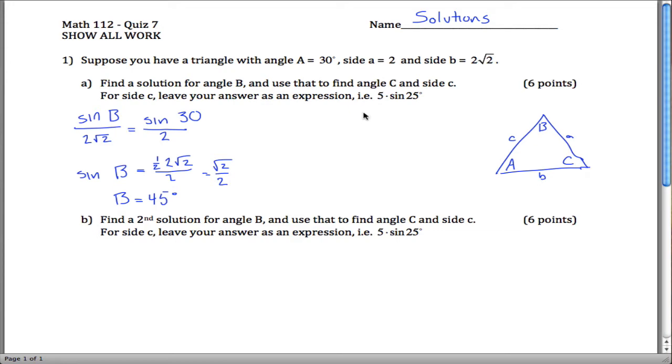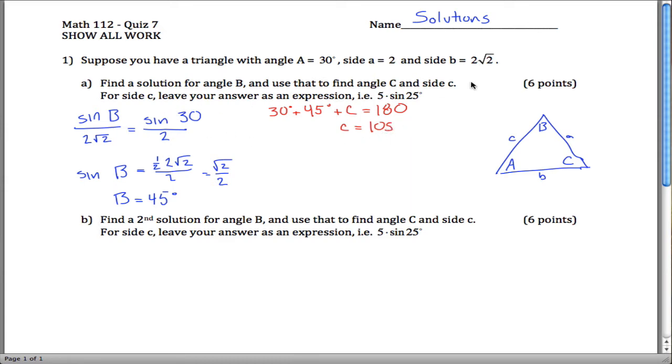I guess I didn't specify to use degrees instead of radians, but everything else is in degrees, so you probably leave it as degrees. Find a solution for angle B and use that to find angle C. Okay, so for C, I know that 30 degrees, my angle A measure, plus 45 degrees, my angle B measure, plus whatever C is has got to be equal to 180. See, 30 and 45 is 75. So if you do 180 minus 75, you get C is 105.